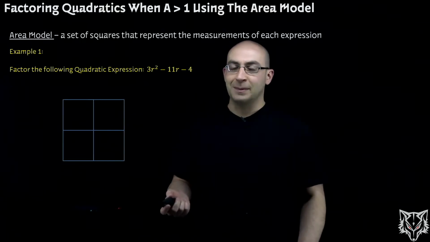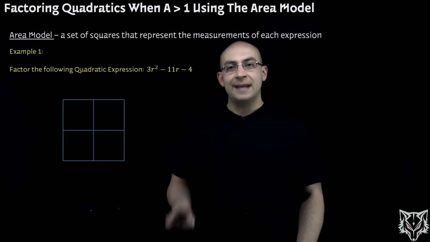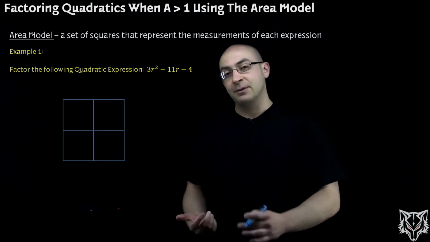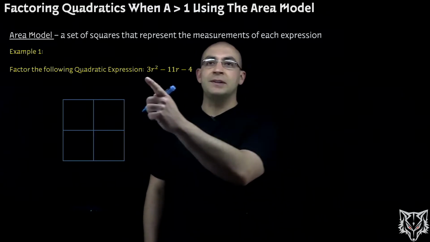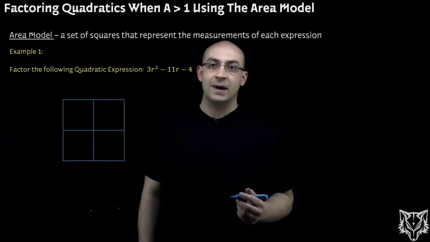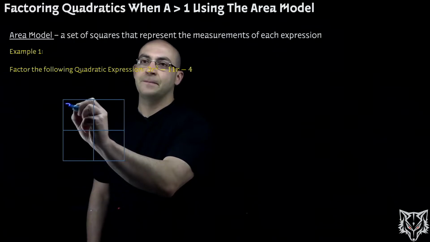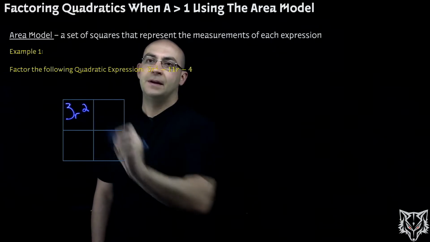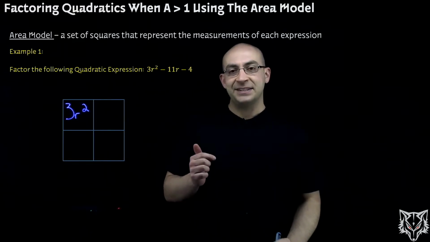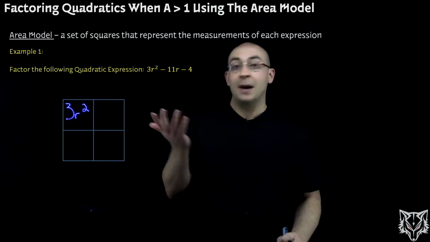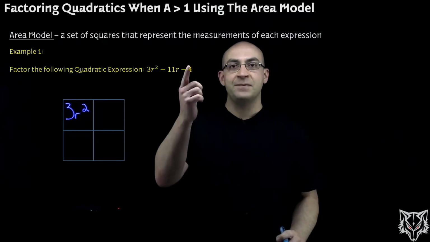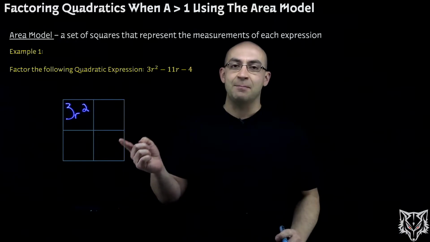Okay, when we talk about the area model, we need to make our squares. Now, let's go ahead and break this down like we did in the previous video. Again, the first thing I want to do is take that first term, that 3r squared, and I'm going to put it in the upper left-hand corner of the boxes. Then I'm going to take the constant term, or the only number up there that doesn't have a variable behind it, the negative 4, and I'm going to place it in the bottom right-hand corner.